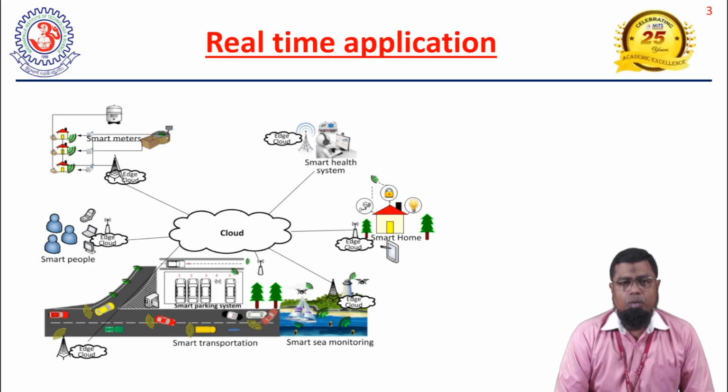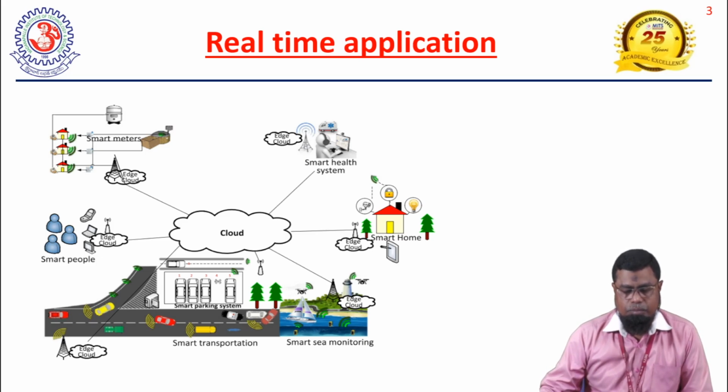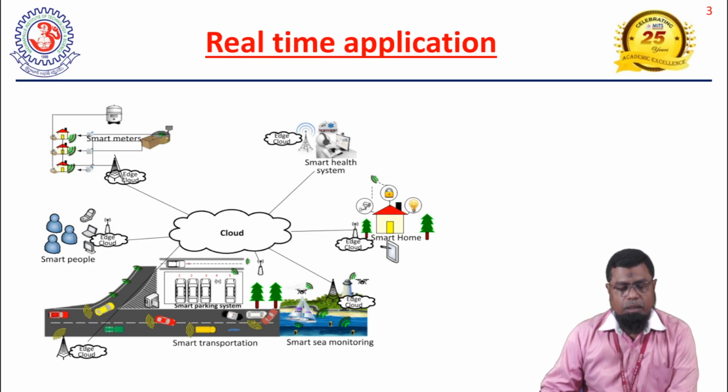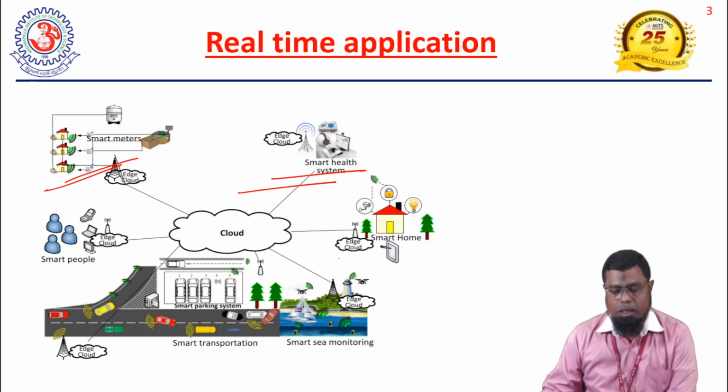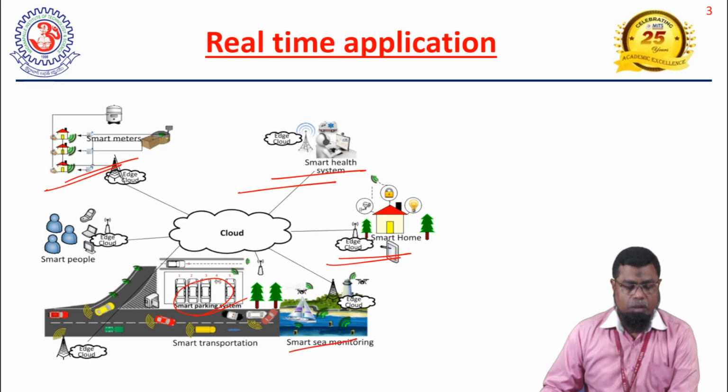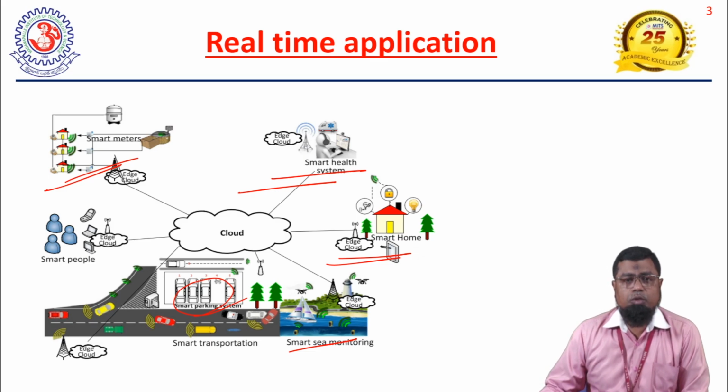So let me tell you how edge computing is going to work with the help of this small diagram. We can see in this diagram there are applications called smart meters, smart health system, smart home, smart parking system, then smart transportation over the road, and then smart sea monitoring. So here you can see that so many applications are there.